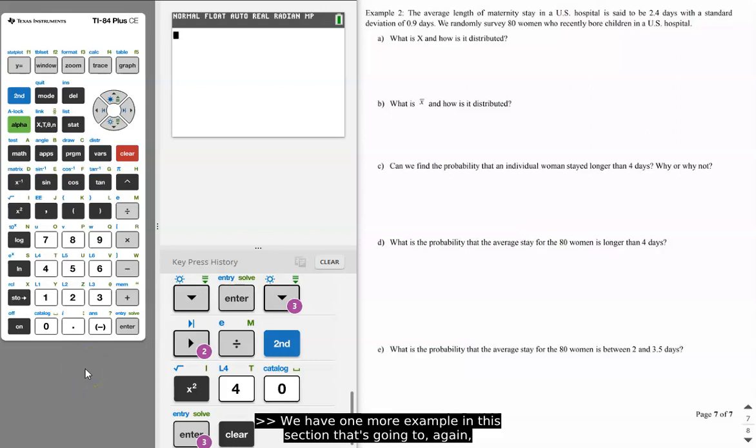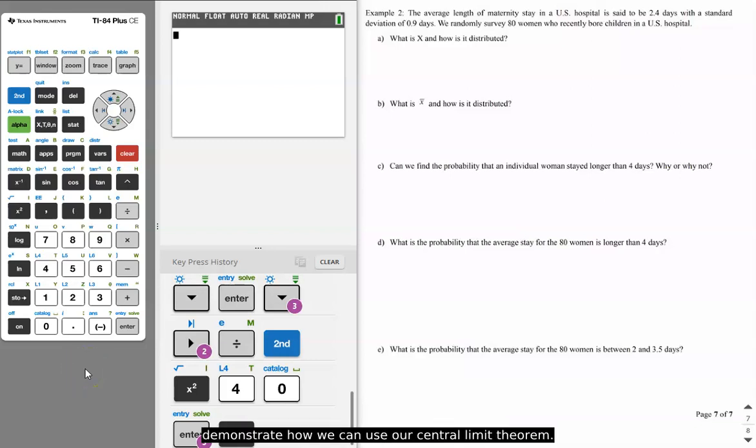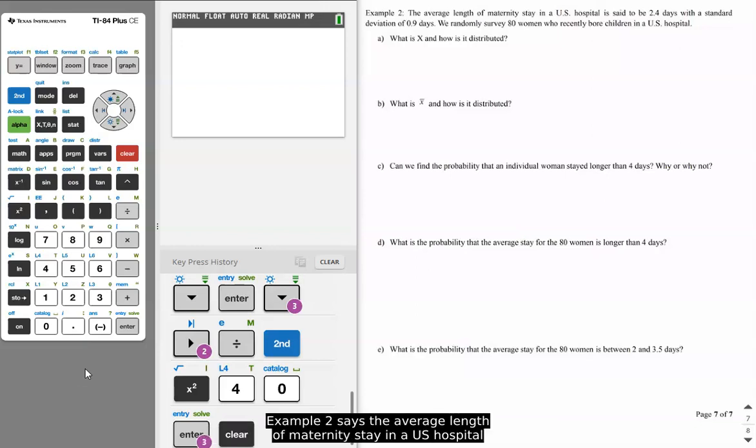So we have one more example in this section that's going to, again, demonstrate how we can use our central limit theorem. So example 2 says, the average length of maternity stay in a U.S. hospital is said to be 2.4 days with a standard deviation of 0.9 days. We randomly survey 80 women who recently bore children in a U.S. hospital. So A says, what is X and how is it distributed?